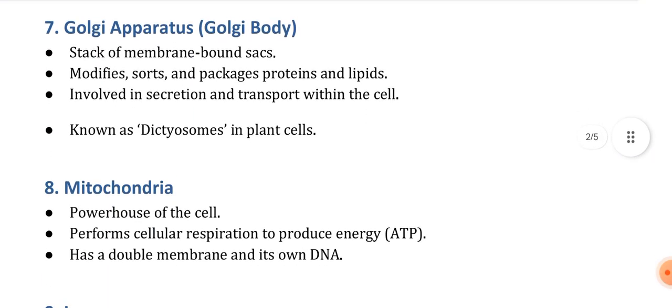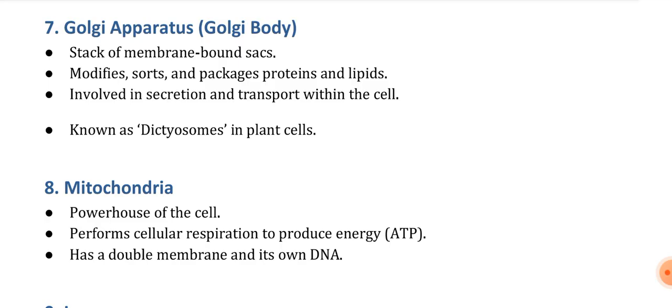Golgi apparatus, Golgi body: stack of membrane bound sacs, modifies, sorts and packages proteins and lipids. You already know it. Involved in secretion and transport within the cell, known as dictyosomes in plant cells.